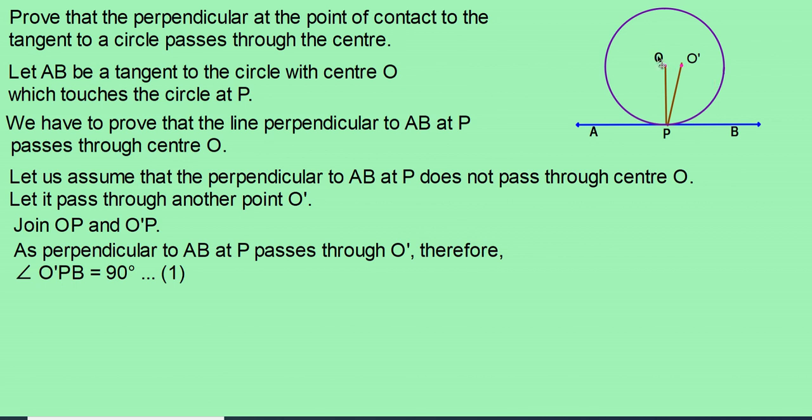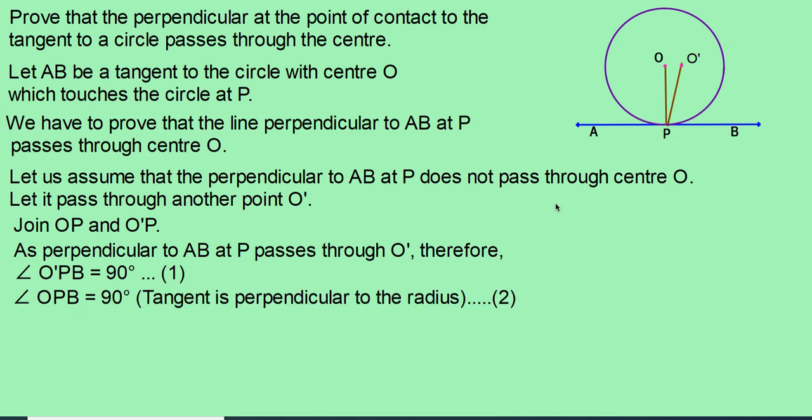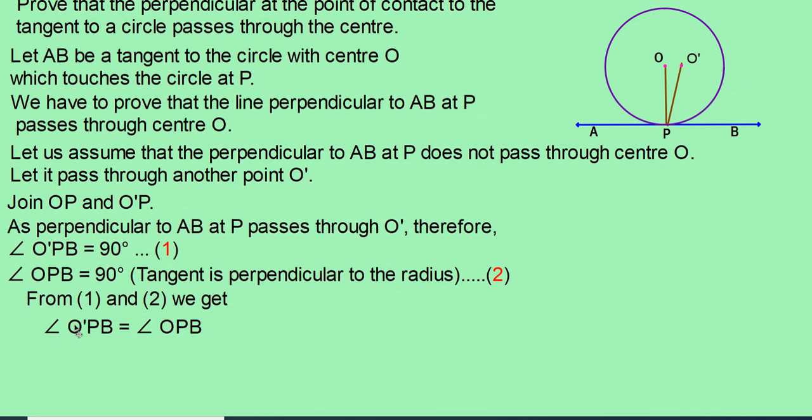But what about angle OPB? OP is the radius and AB is the tangent. So we know that the tangent is perpendicular to the radius. So we can write angle OPB is equal to 90 degree. That is, tangent is perpendicular to the radius. Let us take it as 2. From 1 and 2 we get angle O dash PB is equal to angle OPB. Let it be equation 3.